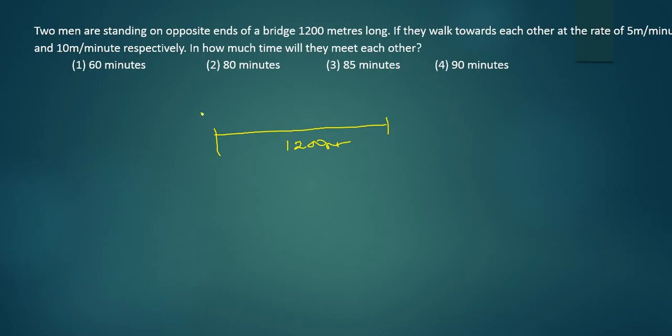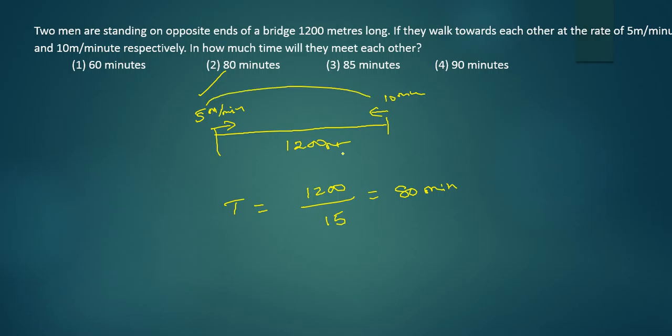Simple. The speeds are given as 5 meters per minute and 10 meters per minute. He is asking time. Time is nothing but total distance 1200 by relative speed. As they are traveling in the opposite direction, what is the relative speed? Sum of their individual speeds, 5 plus 10, which is 15. So 1200 by 15, on simplification you will get 80 minutes.